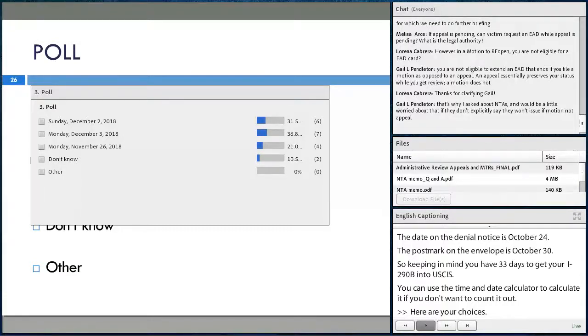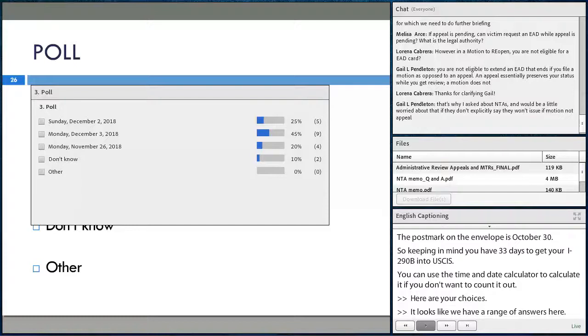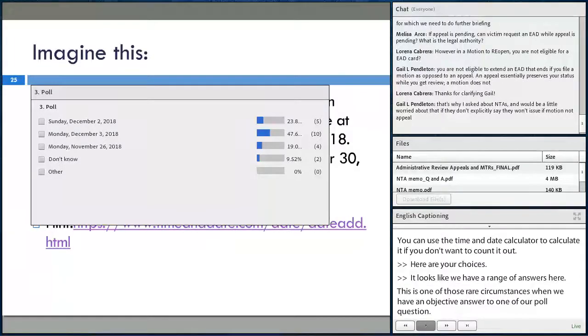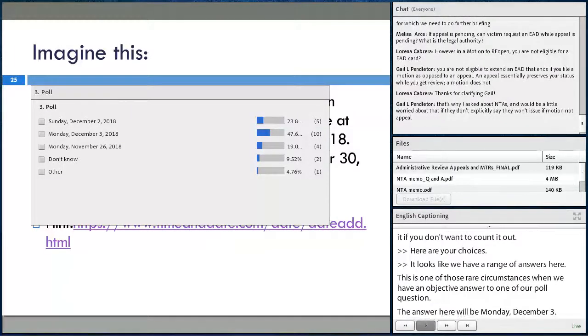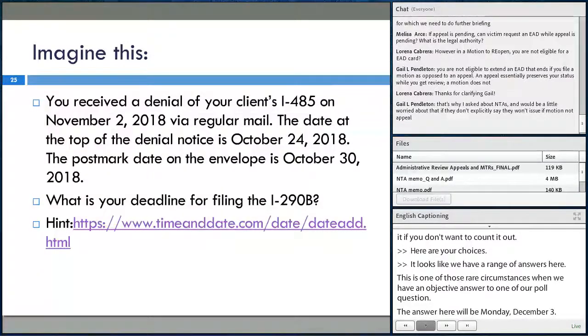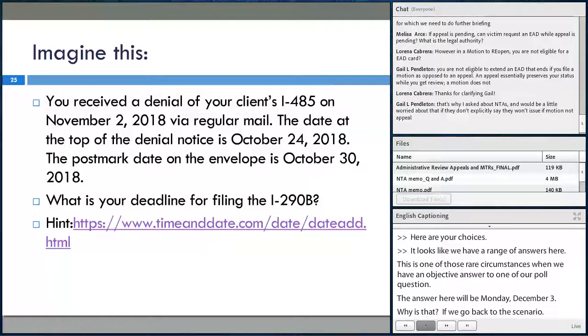All right. So it looks like we've got a range of answers here. This is one of those rare circumstances when we actually have an objective answer to one of our poll questions. And the answer here is going to be Monday, December 3rd. And why is that? So if we go back to the scenario, let's see how we end this poll. Alicia, is it? Thank you. Great. All right.